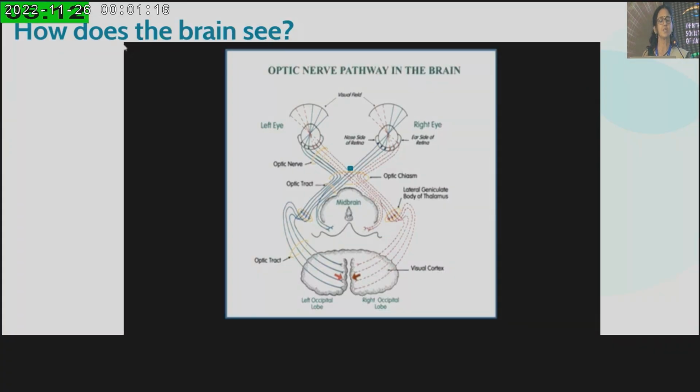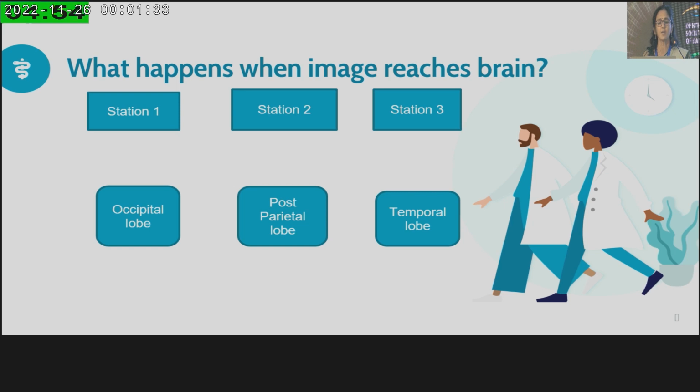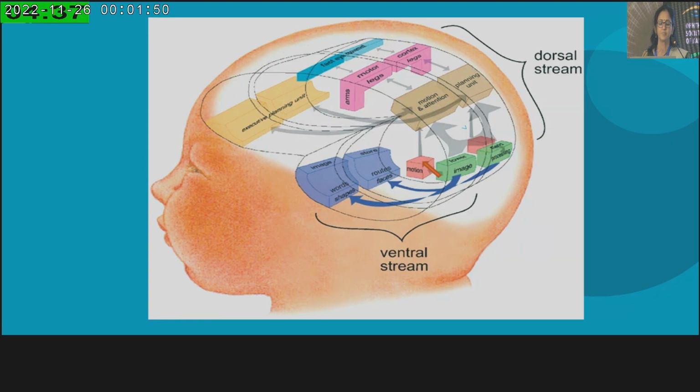And we will see how the brain sees. We all know that when light falls on the retina, it is converted into electrical stimuli, and impulses pass through the optic nerve, optic radiations, and then the lateral geniculate body, and then reach the occipital cortex. What happens when the image reaches the brain? There are three stations where different processing takes place. Station 1 is the occipital lobe, the second station is the posterior parietal lobe, and the third station is the temporal lobe. Let's see the things in detail.